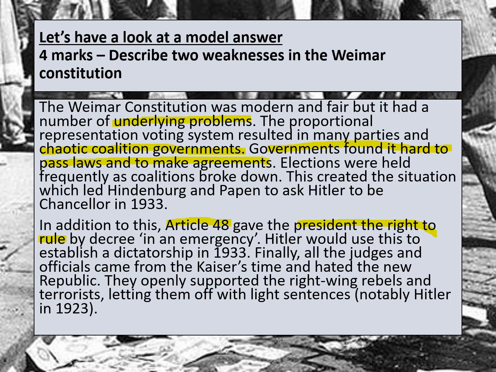And then obviously we've also mentioned the fact that the government judges and officials were also right-wing, and of course that is one of the reasons that people like Hitler got off with light sentences when they committed treason. So that's basically an answer to a 4 marker. You might word it slightly differently, but as long as you've got the 2 points in there, that's absolutely fine. As long as you're giving reasons for why that caused a weakness for Weimar, that's the main thing.